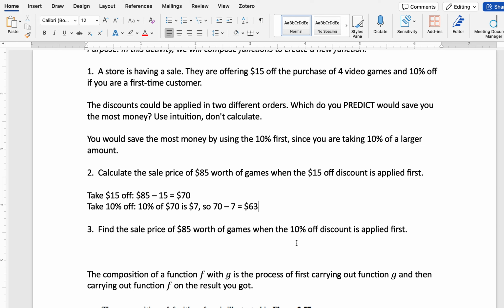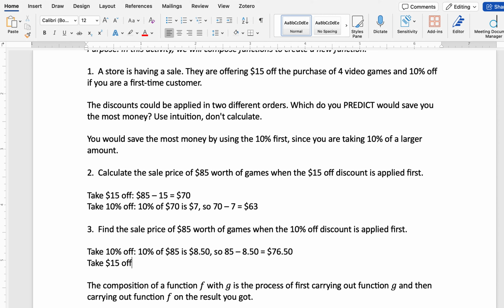Now we're going to do it the other way around. Apply the 10% off discount first and then the $15 off. So 10% of $85 is $8.50. So if we take 85 minus 8.50, that's going to leave us with a price of $76.50. And then we take $15 off of that. And that gives us a final price of $61.50. So it is in fact going to be a better bargain, going to save us the most money, to use the 10% off first and then take the $15 off of the rest.